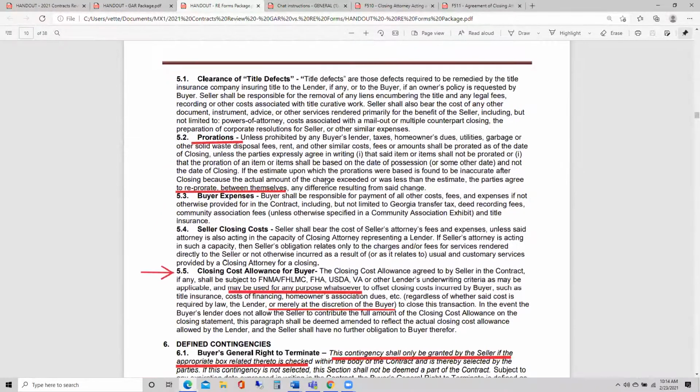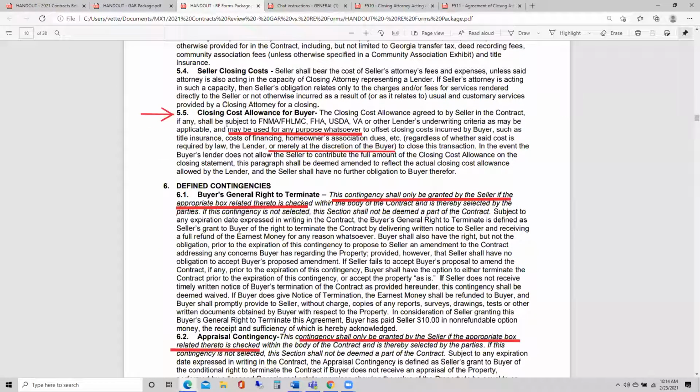So here's where it talks about the closing costs, paragraph 5.5 on the standard terms. I'm in the RE forms. And it says, same thing, the lender has to use them for lender purposes, underwriting criteria. And then it says, may be used for any purpose whatsoever to offset costs, and so forth, merely at the discretion of the buyer.